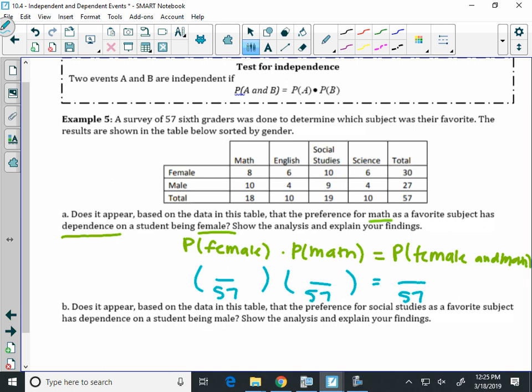How many total people were female? 30. How many total people like math? 18. And how many were both female and math? So where did they intersect on the table?